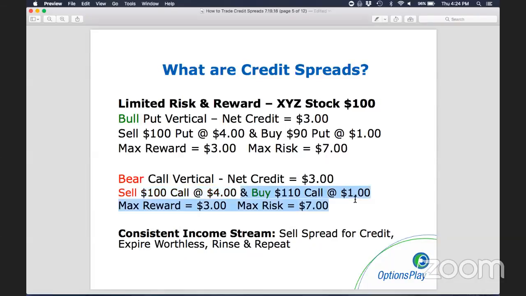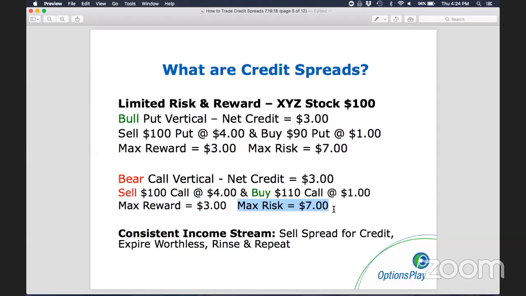So instead, what you can do is at the same time buy a 110 call for, let's say, $1, only $1. And what that means is it brings your net credit again to a $3 net credit. And because the distance between a $100 call and a 110 call is $10, your max reward is calculated based on the net credit that you receive, which is $3. And your max risk is simply the rest of the distance between those two strikes. So again, a max risk of $7.